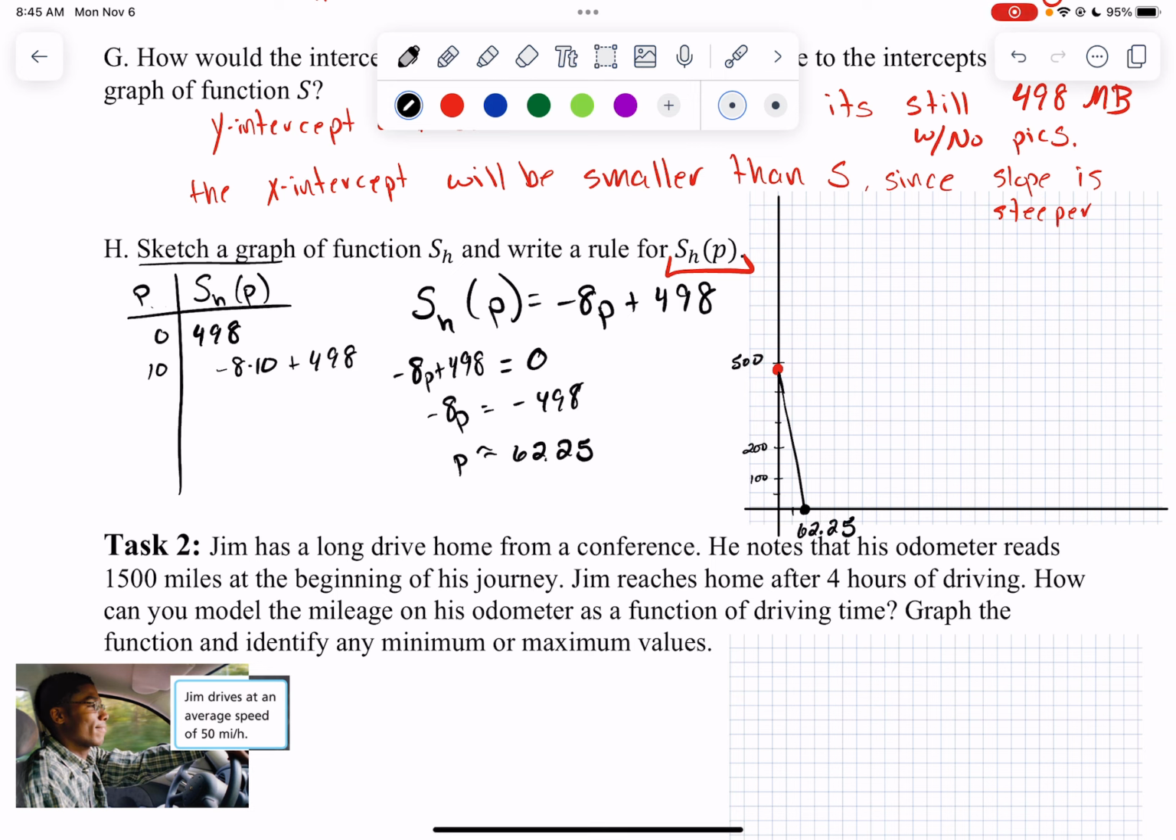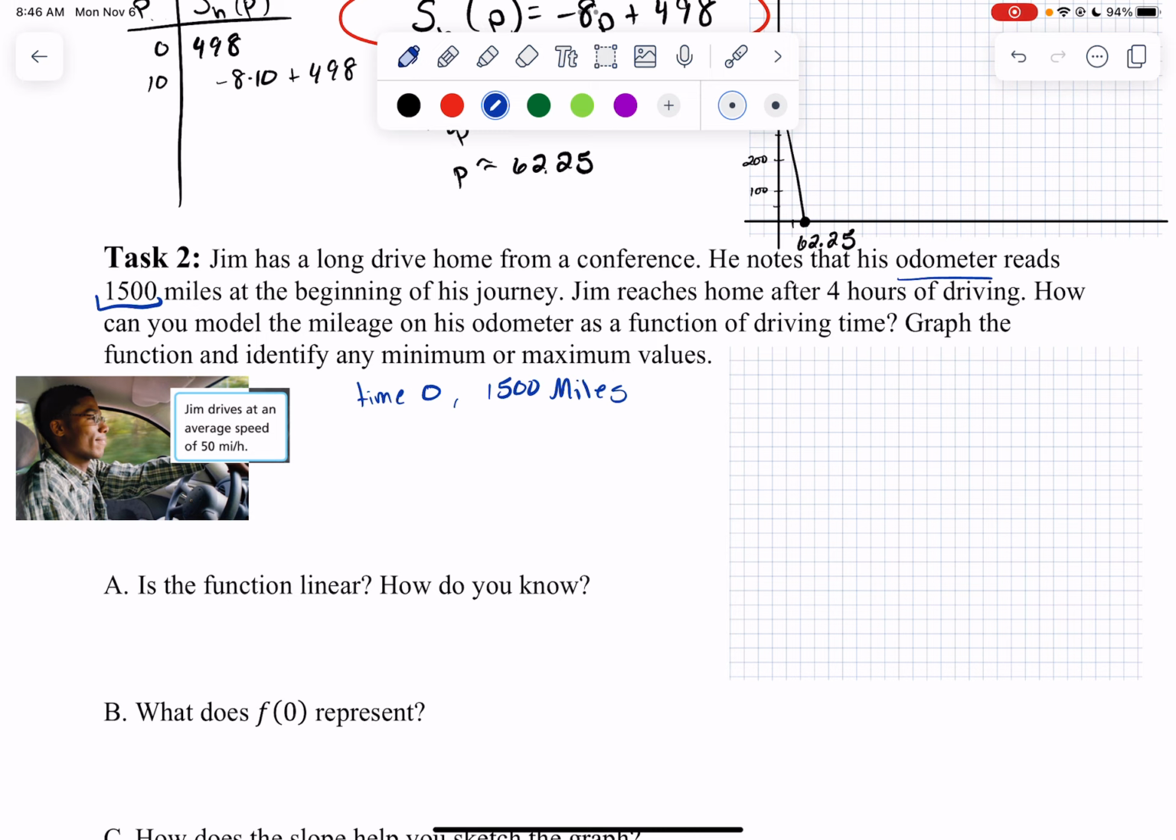Here we have Jim. Jim has a long drive home from a conference. He notes that his odometer, the thing that tells him how many miles is on his car, reads 1,500 miles at the beginning of his journey. So at time 0, 1,500 miles. Jim reaches home after 4 hours of driving. How can you model the mileage in his odometer as a function of driving time? Graph the function and identify any minimum or maximum values.